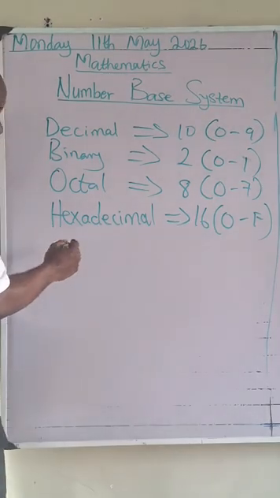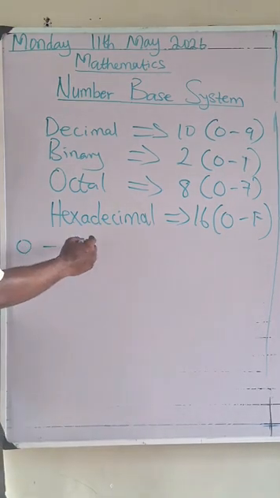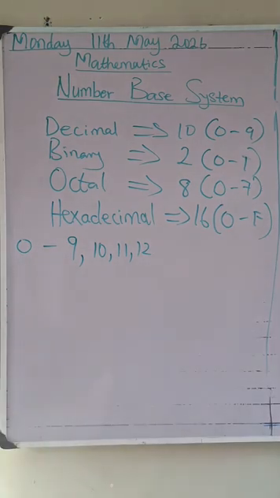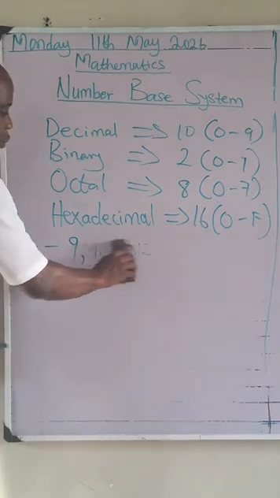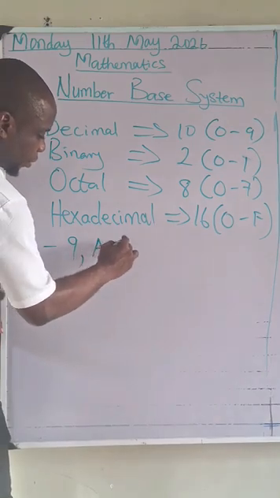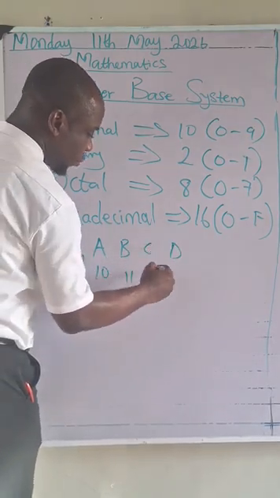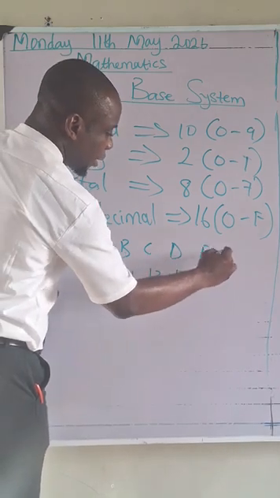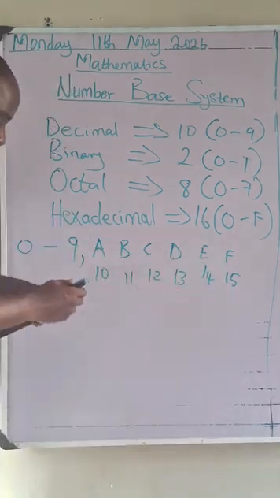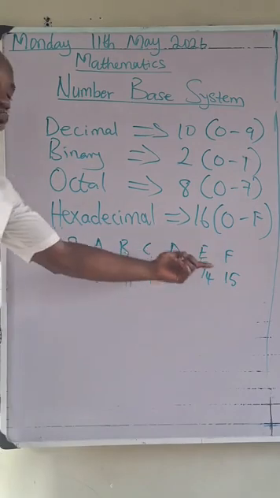In base 16, once a number passes 9, 0 to 9, right? Once it passes 9, the next number should be 10, 11, 12. But in number system we don't count 10, 11, 12 that way. So what do we have? Now the place of 10 becomes A. So this is 10, B is 11, C is 12, D is 13, E is 14, F is 15. So you see A, B, C, D, E, F. Now take note of this. The representation of these numbers must always be in capital. It must always be in capital.